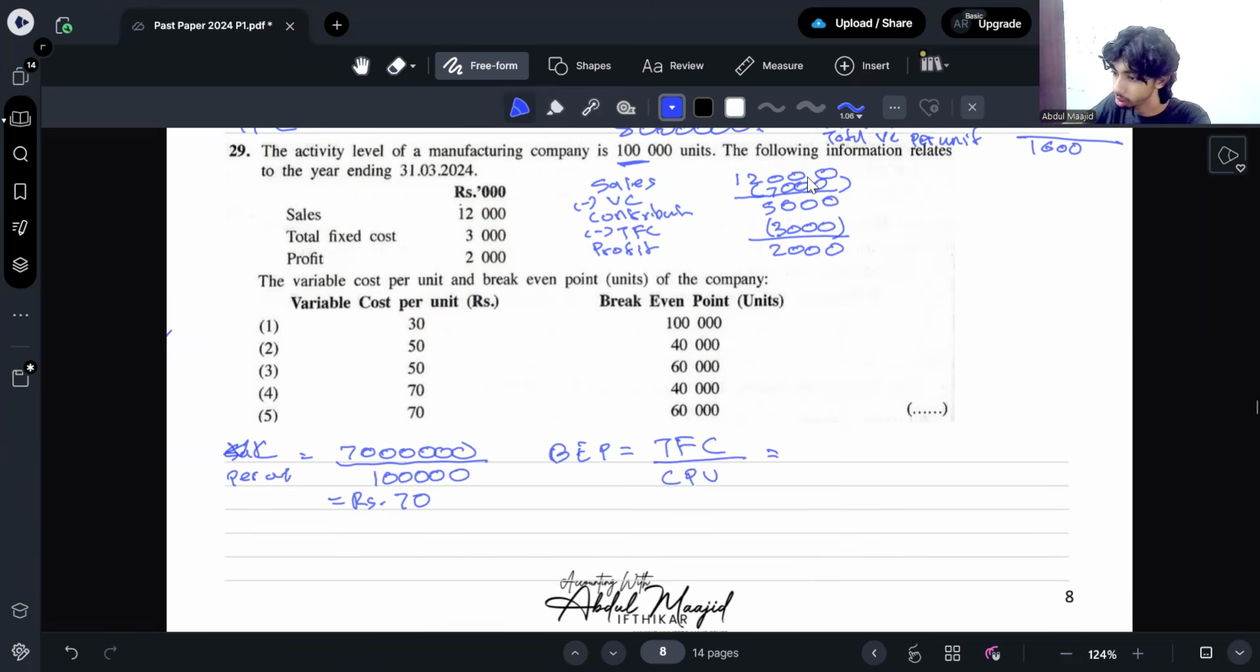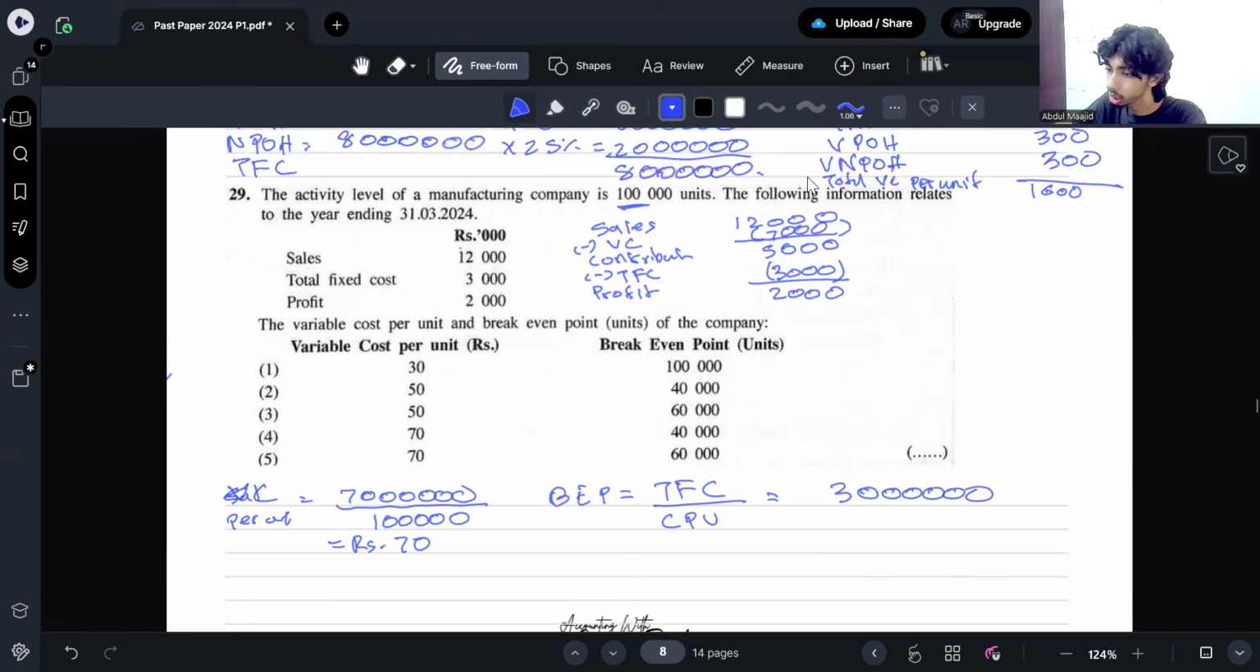Total fixed cost is 3 million. Then how much will be the contribution per unit? Here total contribution is 5 million. Then divide by 100,000 units. That will be rupees 50. Then your BEP will be 60,000 units. So 70 rupees and 60,000 units. Answer number 5.